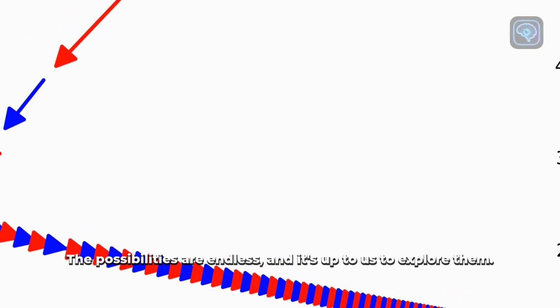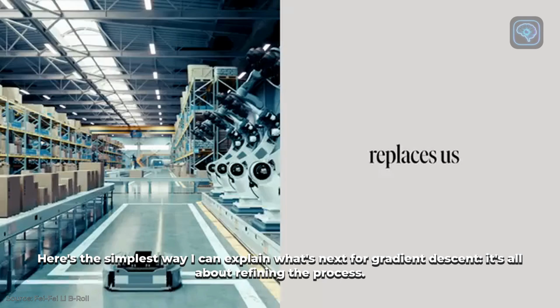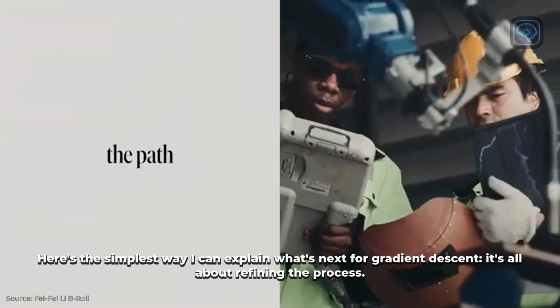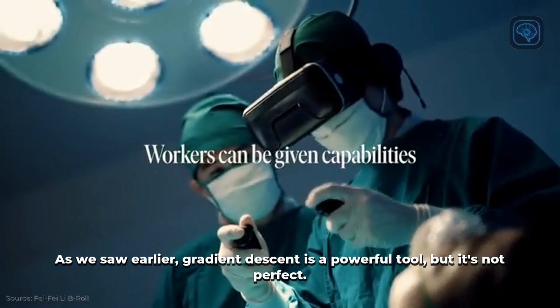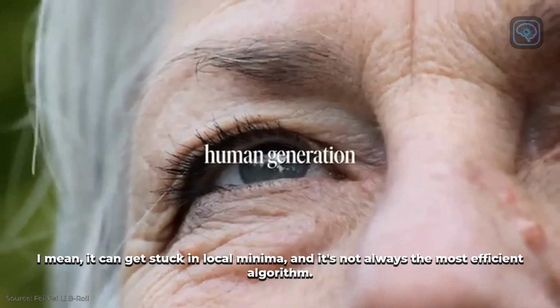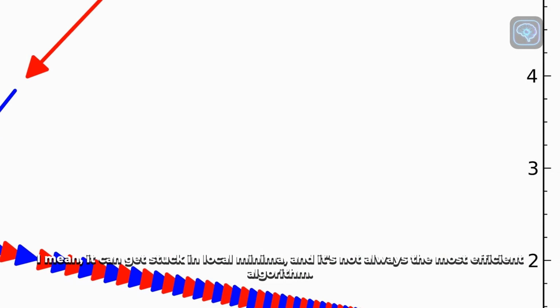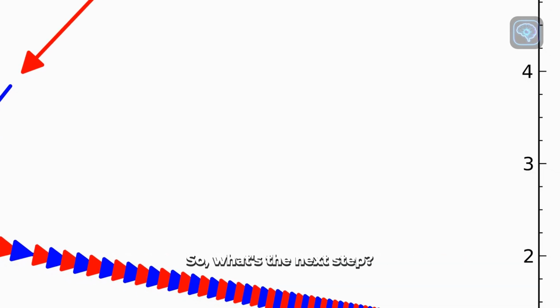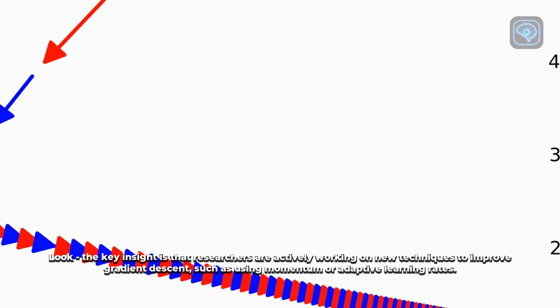Here's the simplest way I can explain what's next for gradient descent. It's all about refining the process. As we saw earlier, gradient descent is a powerful tool, but it's not perfect. I mean, it can get stuck in local minima, and it's not always the most efficient algorithm. So, what's the next step? Look, the key insight is that researchers are actively working on new techniques to improve gradient descent, such as using momentum or adaptive learning rates.